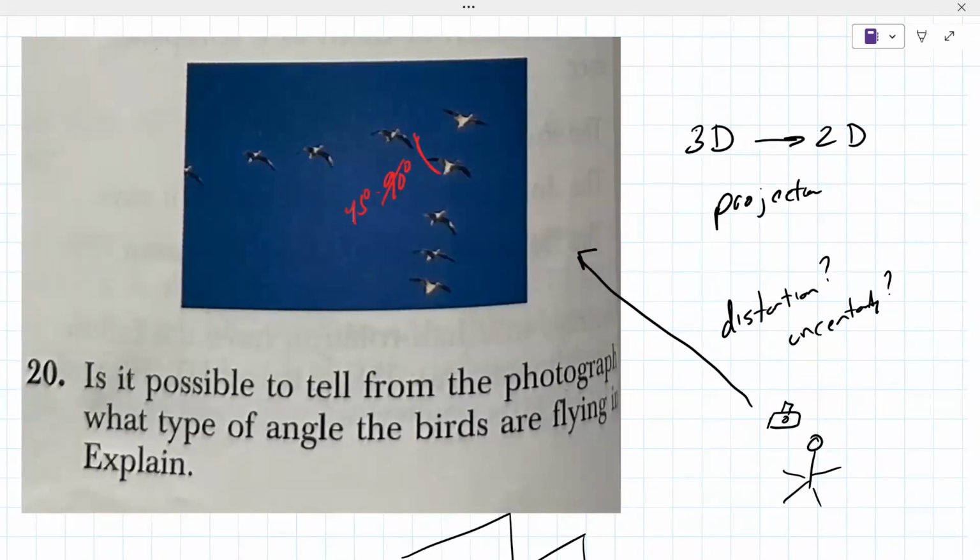Or you go to the internet and you look for how do birds fly? What's the angle in a V? Which I'm going to do, because I'm kind of curious. It says it's 45 degrees. Yeah, that looks about right. I don't know actually.